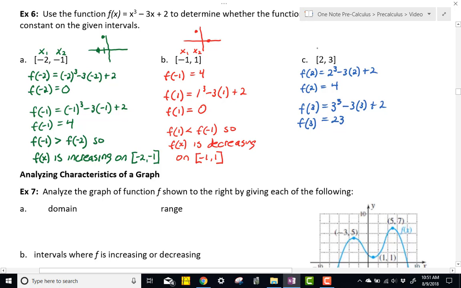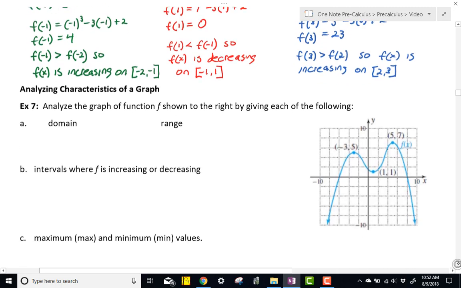If you just do the first one first, x1, and then x2, all you've got to do is look at the y values. Did they go up or did they go down? They obviously went up. So f of 3 is greater than f of 2. So f of x is increasing on the interval 2 to 3. Pretty easy to see, I hope.